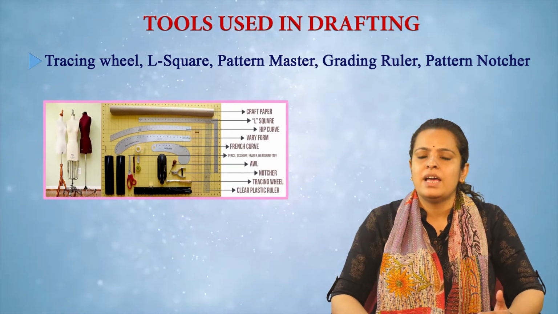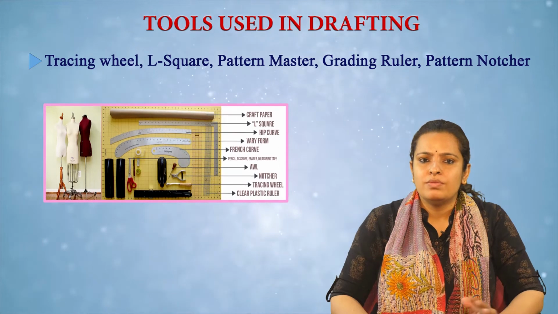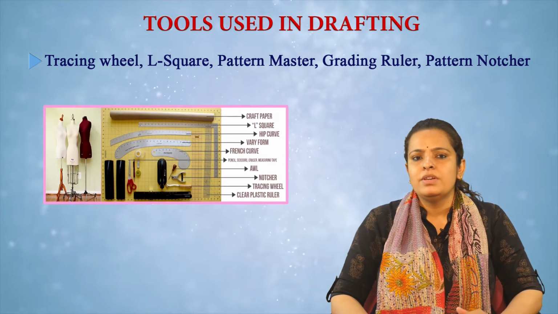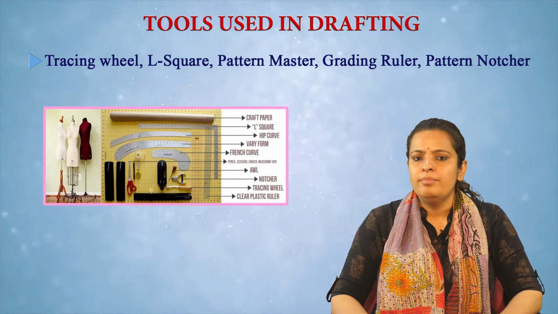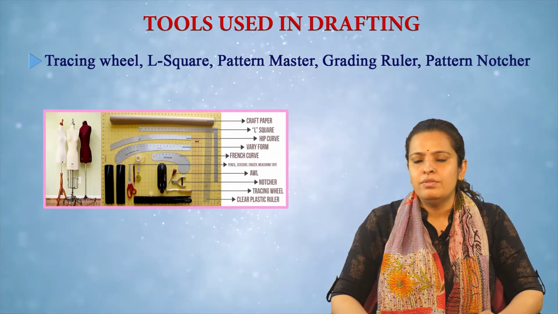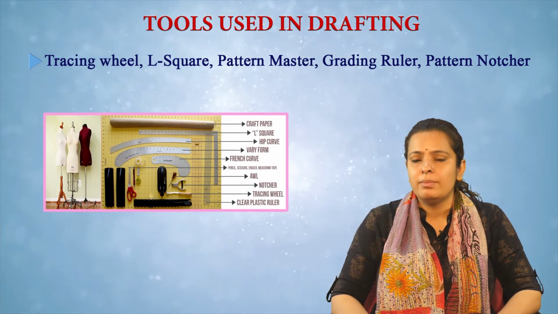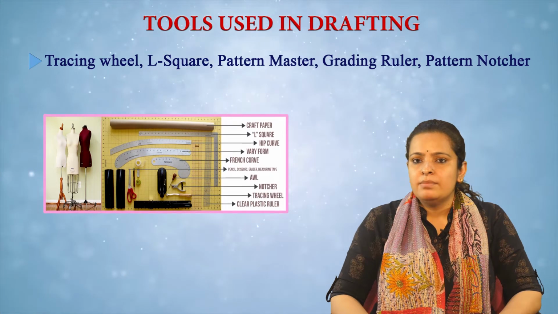If we have a design, we just put it on the pattern paper and, with the use of a tracing wheel, we transfer the design onto the pattern paper. We have the L-square shaped scale, which we use while we are drafting the pattern. We have the pattern master.